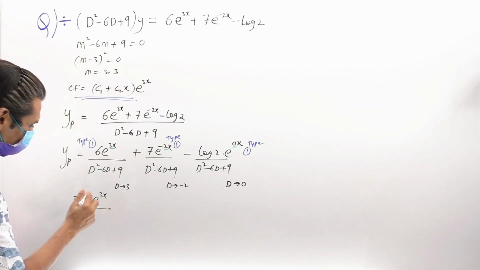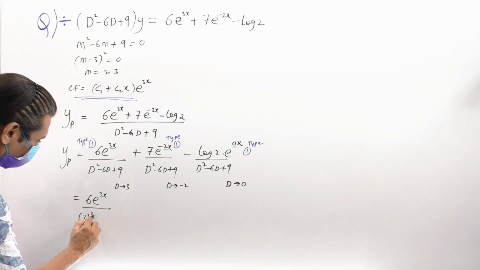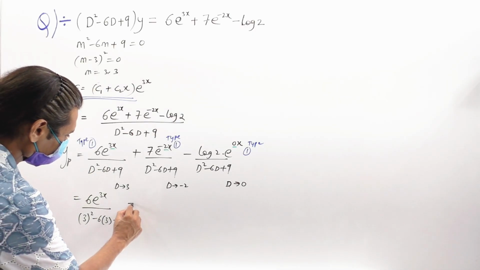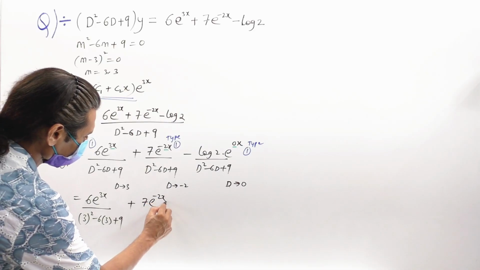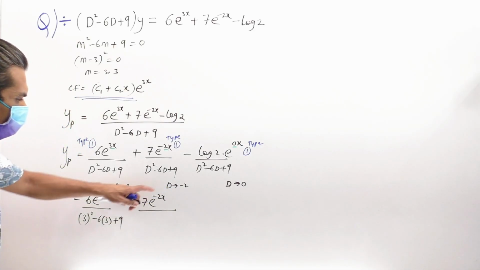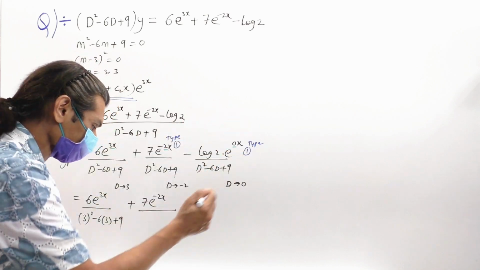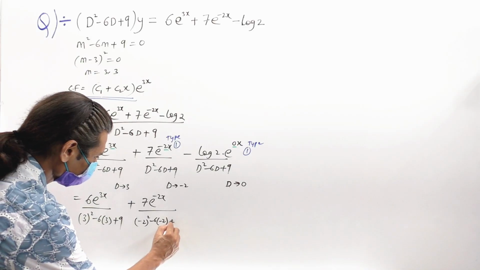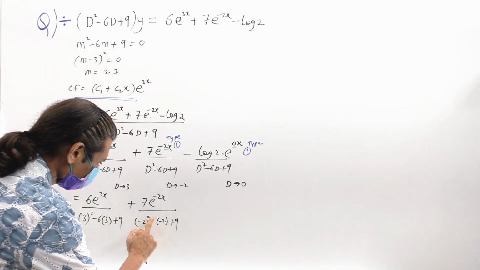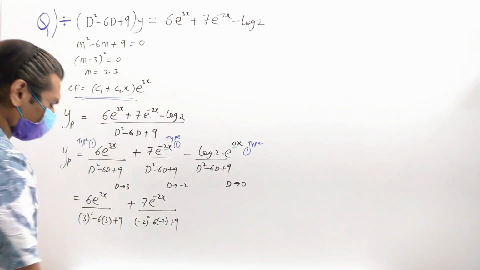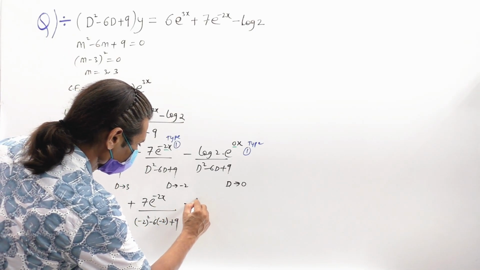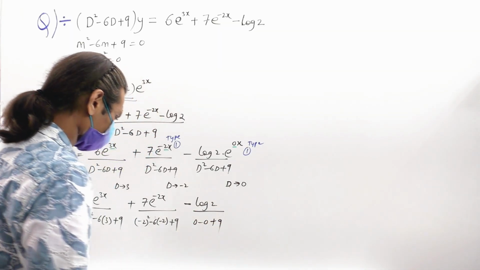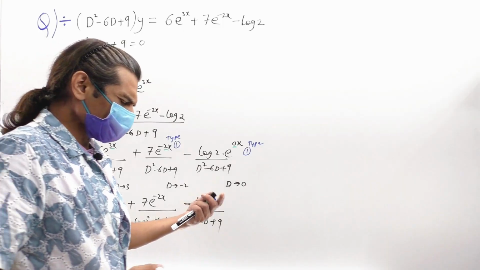So 6e^(3x) upon, see this is 3 squared minus 6 into 3 plus 9. Plus 7e^(-2x) whole divided by, again what is D here? Minus 2. See, in place of D put minus 2. So (-2) squared minus 6 into (-2) plus 9. I write it clearly here. And lastly minus log 2 divided by, replace D by 0: 0 minus 0 plus 9. Done? Fine. So this is a very simple question.